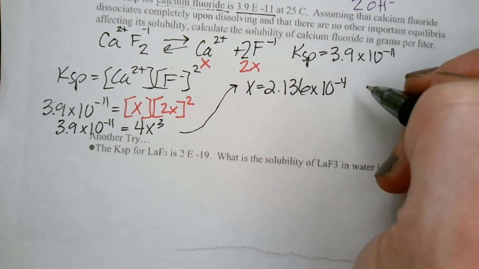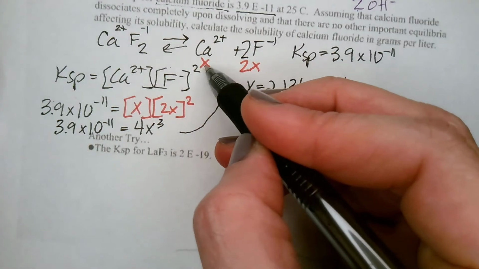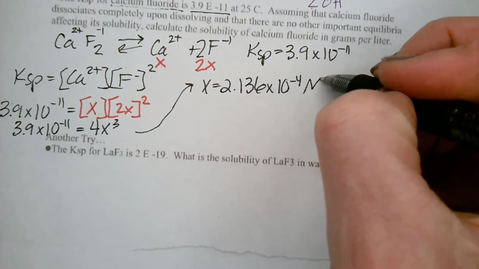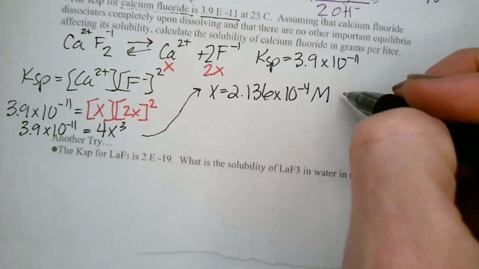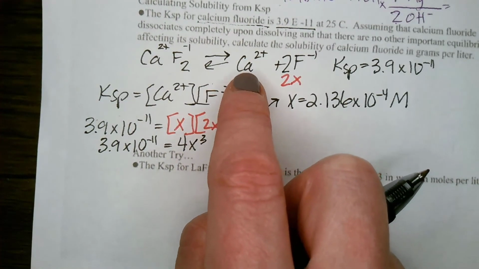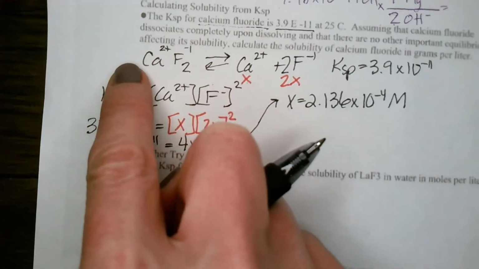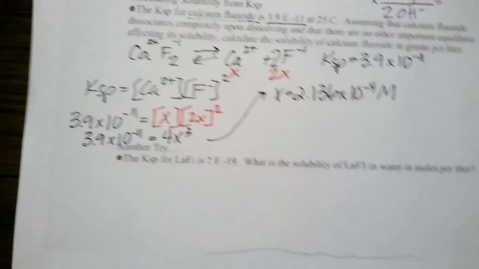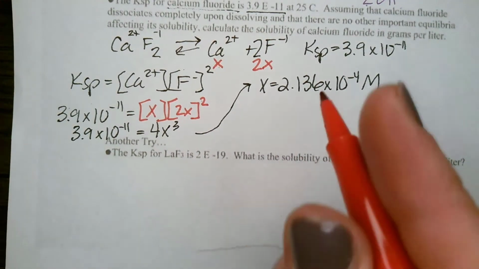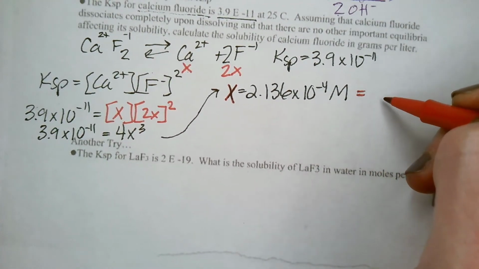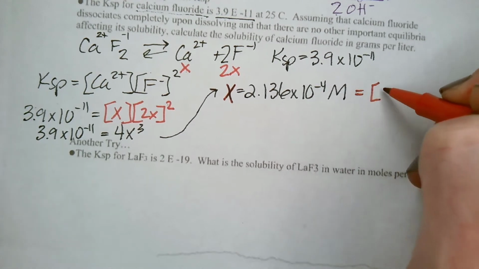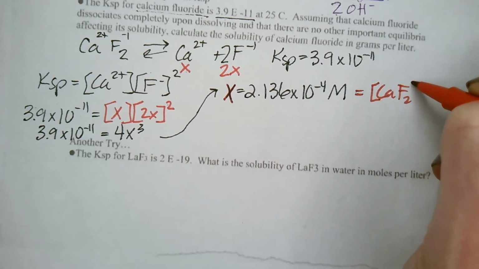And we know that this x is telling us that that's our concentration of the calcium ion. We also know that this is a 1-to-1 ratio with our calcium fluoride. So I can say that that is equal to our x, which is also equal to the concentration of CaF2.